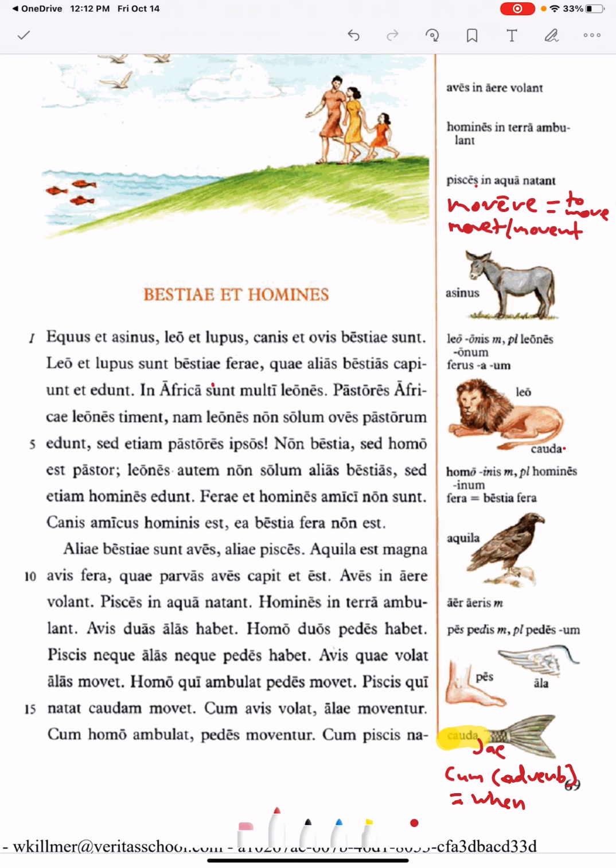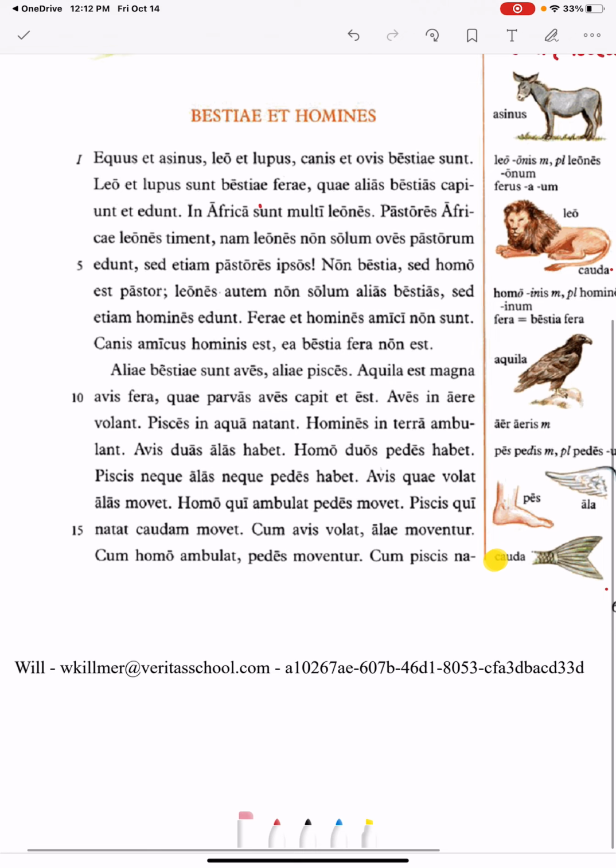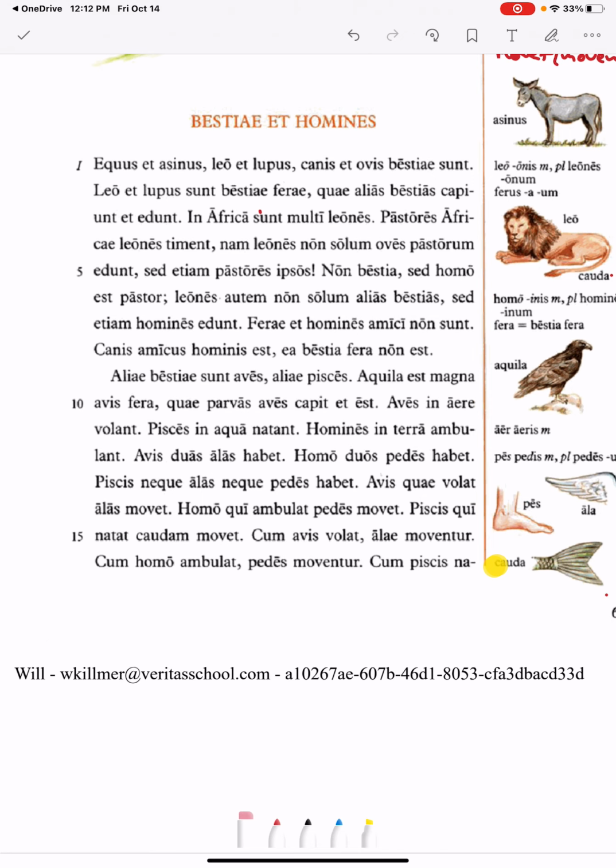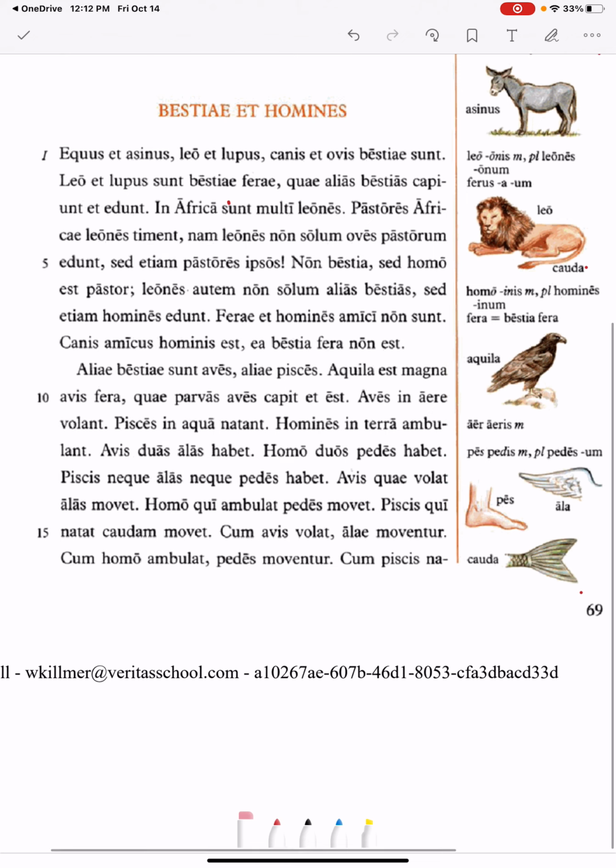Cum homo ambulat, next sentence. When the human walks, pedes moventur. When the human walks, the feet are moved. All right, let's go on to the next page in a little bit. Cum piscis natat, you will see cauda movetur is on the next page. But that's where we're going to leave it for today, because we've made it to the end of the first page. I hope that you have all those vocabulary words down.